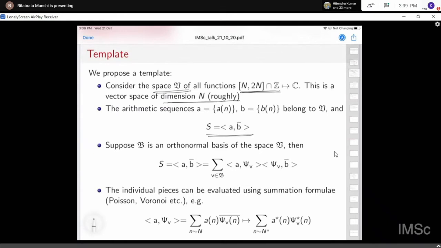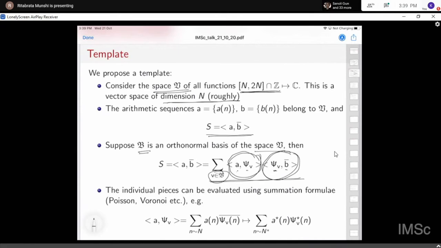Suppose now we have an orthonormal basis of the space V. Then this inner product can be decomposed and written in this form, where v runs over all the basis elements, and you have the inner product of A with the basis vectors, and the inner product of B with the basis vectors. So that's another way of writing S, and then for each of these pieces individually, we are going to analyze them using a summation formula.